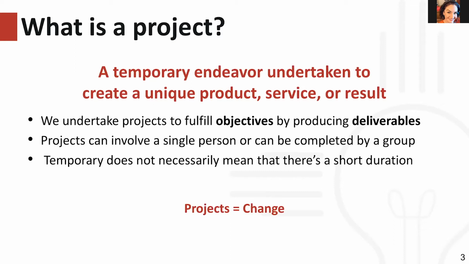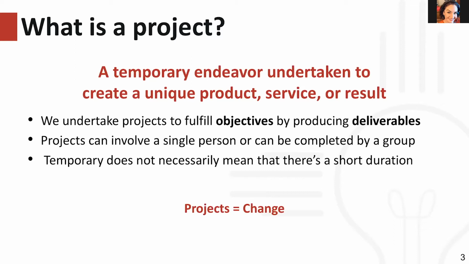Deliverables are unique and verifiable products, results, or capabilities that are required in order to complete a process or a phase or a project itself. These can be something that's tangible or intangible. Projects can involve a single person, or they can also be completed by a group of people. Similarly, they can involve a single organizational unit, such as the PI's lab, or it can also involve multiple units from multiple organizations and be something complex like the New Mexico EPSCoR.